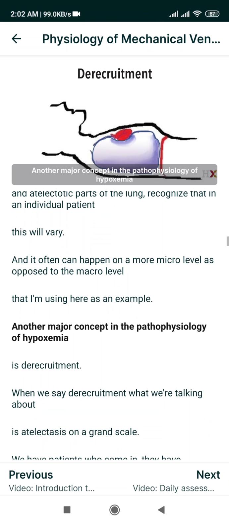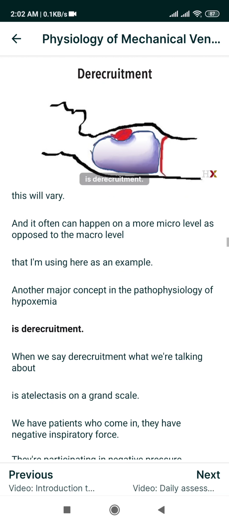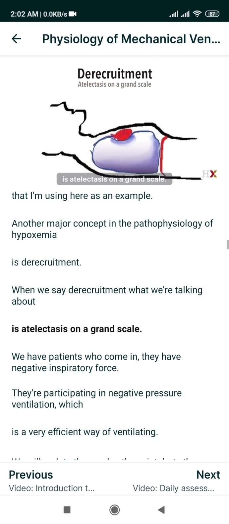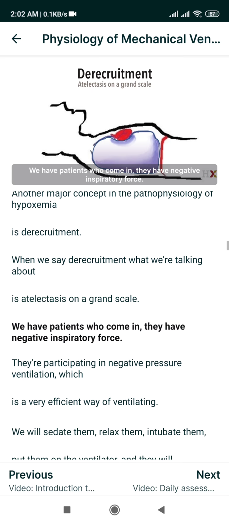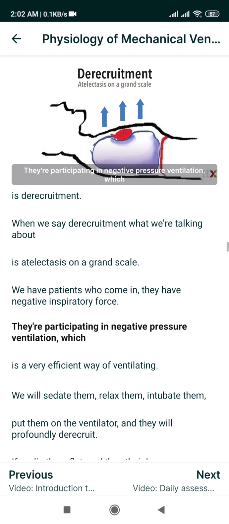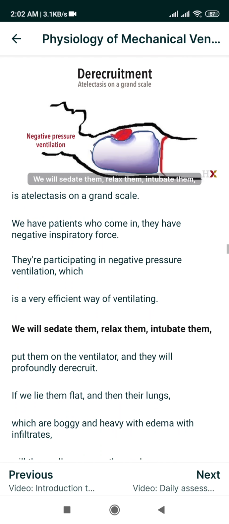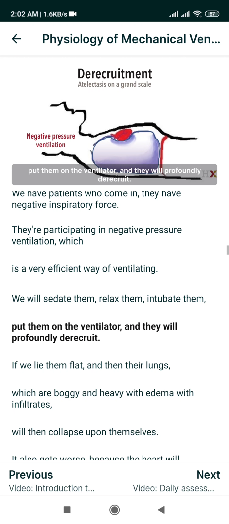Another major concept in the pathophysiology of hypoxemia is derecruitment. When we say derecruitment, what we're talking about is atelectasis on a grand scale. We have patients who come in with negative inspiratory force. They're participating in negative pressure ventilation, which is a very efficient way of ventilating. We will sedate them, relax them, intubate them, put them on the ventilator, and they will profoundly derecruit.